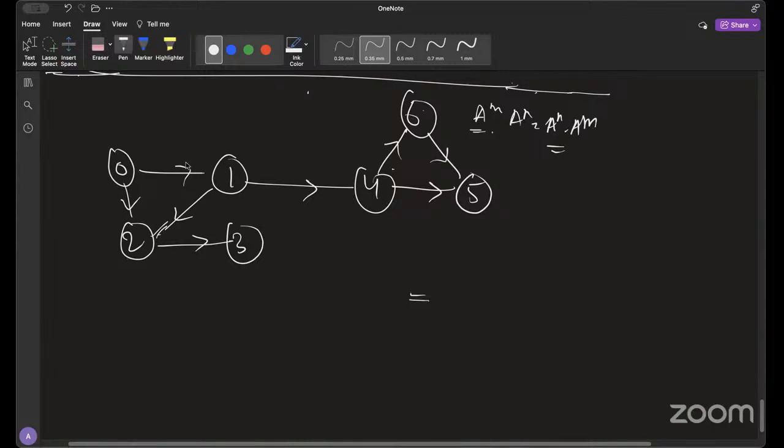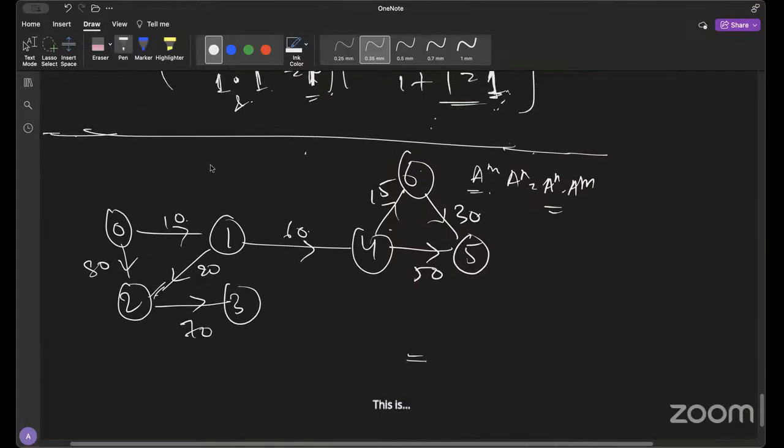There's this thing. Let's just say this is 10. Firstly, this is a weighted graph. You must not have seen this thing before.